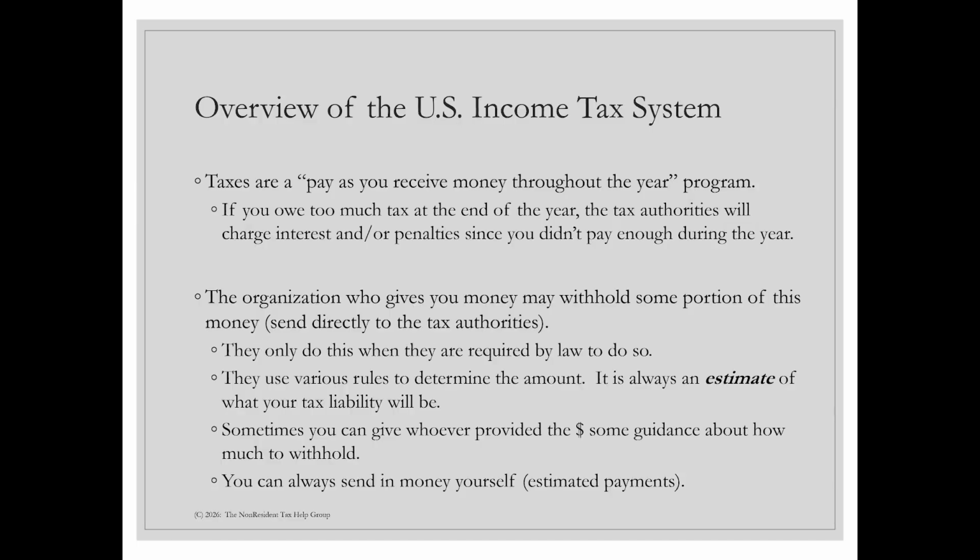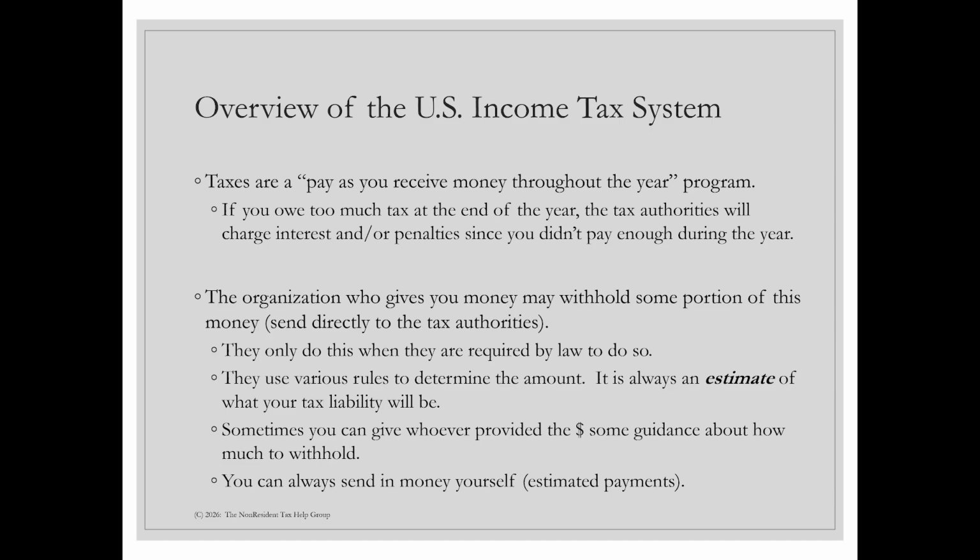Taxes in the US are a pay-as-you-receive-the-money throughout the year program, right? The government has bills just like we do. They need money to pay them, so they expect you to pay most of your taxes as you receive your income during the year. And the way they enforce this is that if you owe too much money at the end of the year, they will charge some interest and penalties because you didn't pay enough during the year. So there's a magic number, and if you owe more than that number, then you're going to pay a little bit extra. For the federal returns on the IRS, that number is $1,000. If you owe more than $1,000, you'll pay a little bit of interest and penalties generally. States have their own numbers. It's all going to vary a little bit.